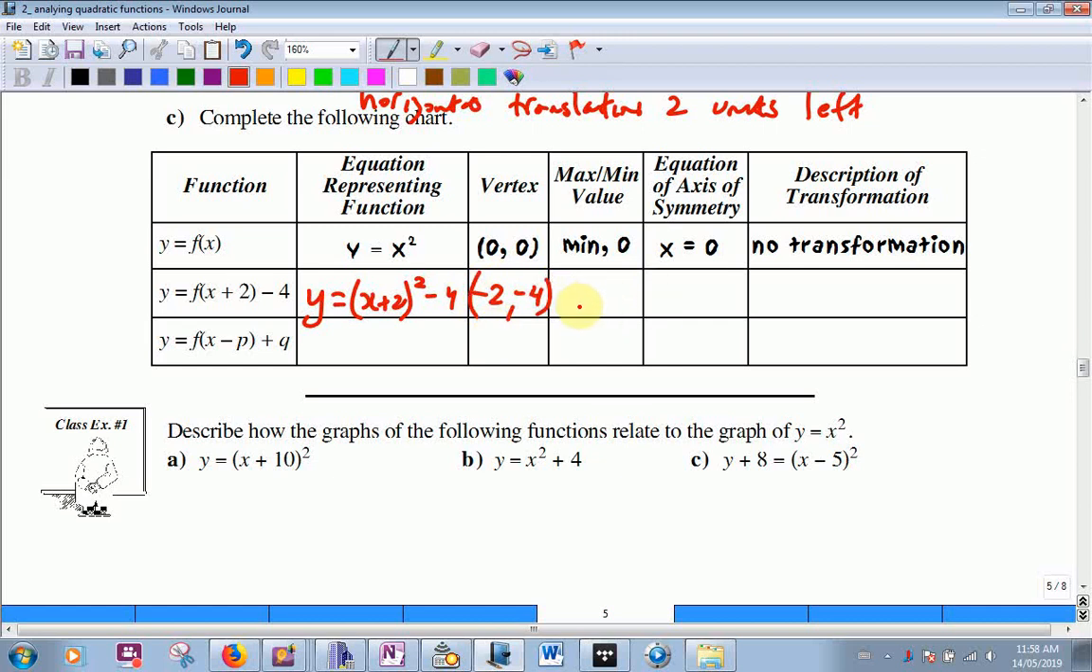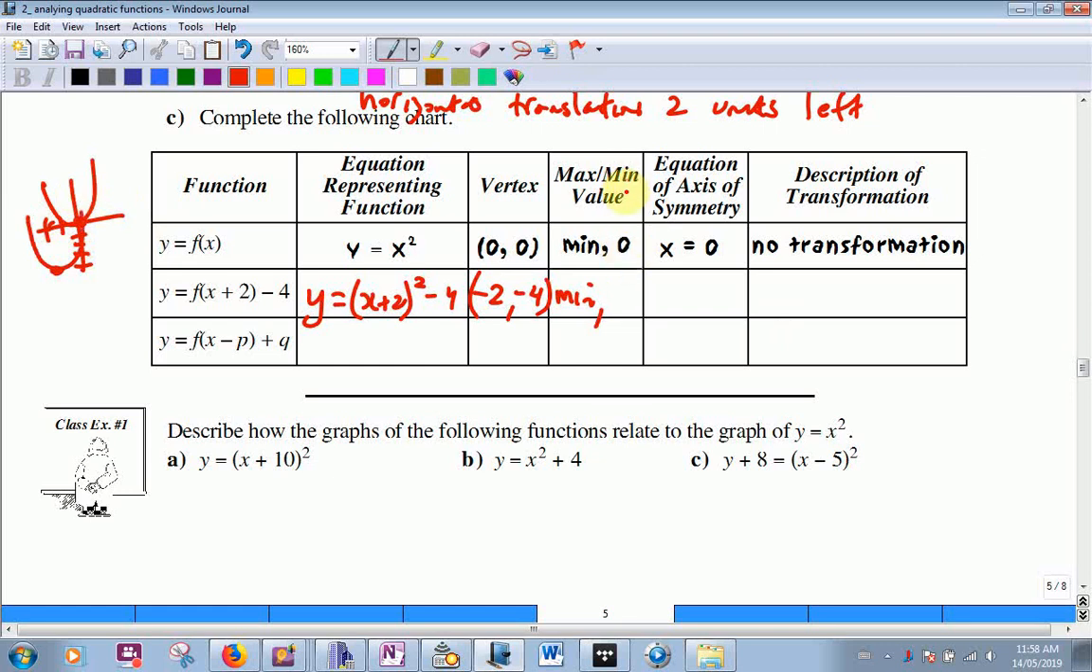Okay. And if it helps, you're allowed to plot it, right? Down 4, over 2, now you're over there. What are the coordinates of that thing? Minus 2, minus 4. Okay? If it helps, do it. So this thing still has a minimum. It still opens up, even though it moved over from there to there.